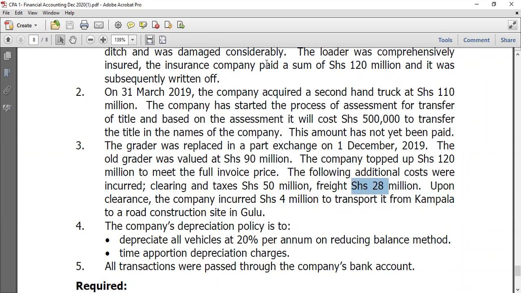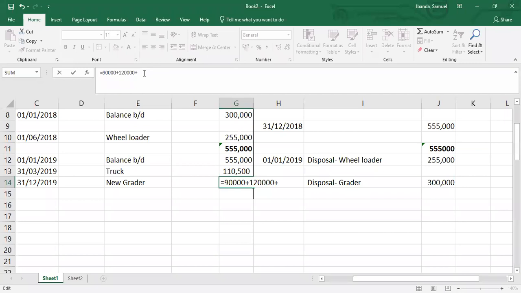So when I'm coming here, I'm going to add the 50 million, which is 50,000 in this case, and I'm going to add the 28 million. So I hope you understood why I left out the 4 million. The 4 million is a cost that is incurred in the operation of the asset, okay? Remember, this is moving it from Kampala for it to go to the construction site. That is a totally unoperational cost that shouldn't be part of the value of the asset, okay?